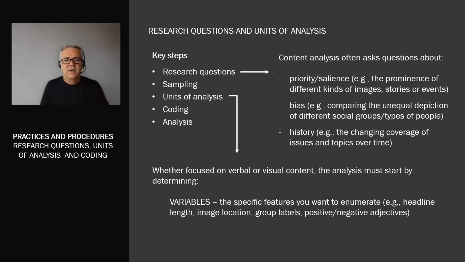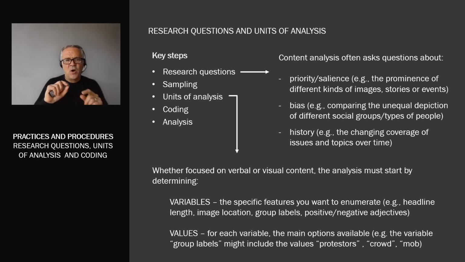Each variable then, of course, must be assigned a fixed set of values. These are the main options available for each variable. For example, news reports about demonstrations might use different group labels, which could include values like protesters, crowd, mob, or other. For the Hoyer et al. study, the variable clothing might have included fully clothed, partially clothed, unclear. Meanwhile, for the University of Southern California study, the variable of speaking role might have included something as simple as a value yes major or yes minor or none.